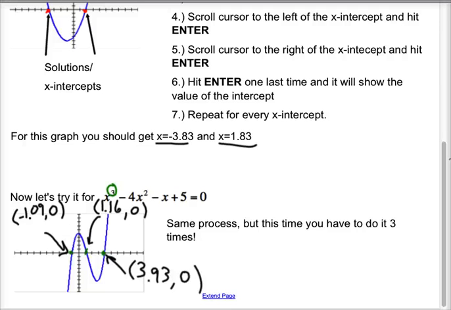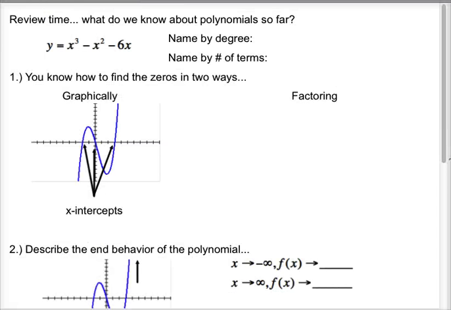All right, so as you can see, using the calculator is pretty easy to get all of these zeros. You just have to know that technique. Now, I do want to take a moment and review with you. What do we know so far? We've done a lot of work with these polynomials. So let's go through one example and discuss everything we've talked about this chapter so far.